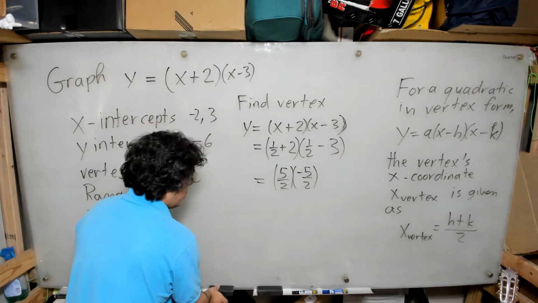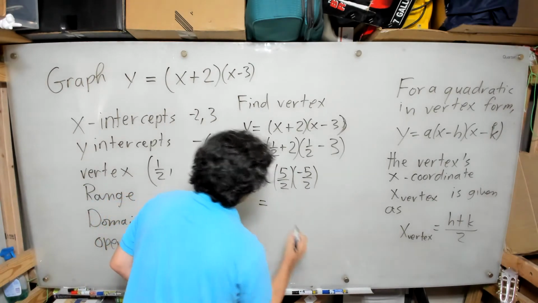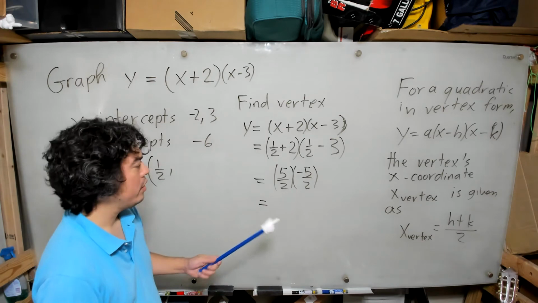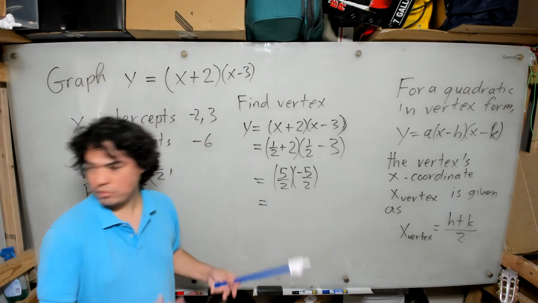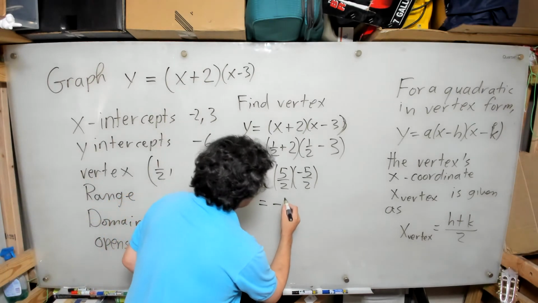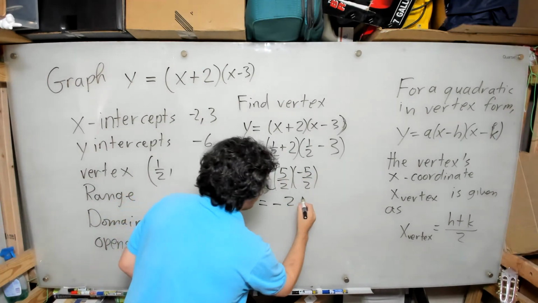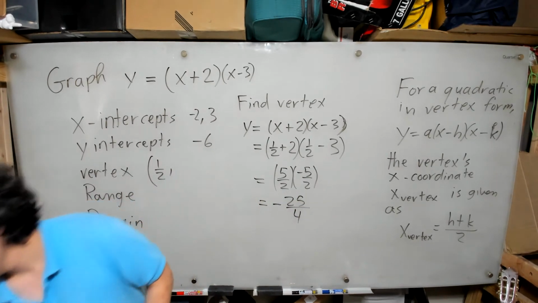Okay. And now I can effectuate this multiplication. Because how do I multiply these two fractions? Well, I multiply across, right? Now here I have a positive fraction times a negative fraction. So when I have a positive times a negative, it becomes a negative. And so this is going to become negative. 5 times 5 is 25. 2 times 2 is 4, right?